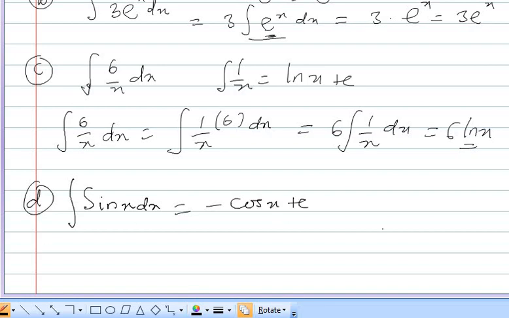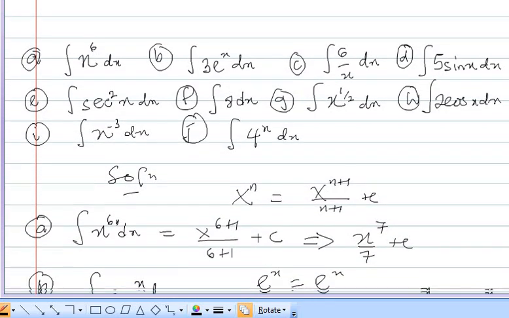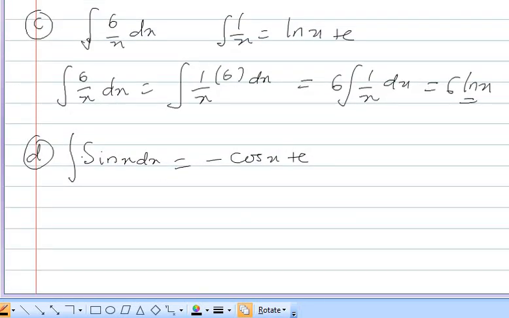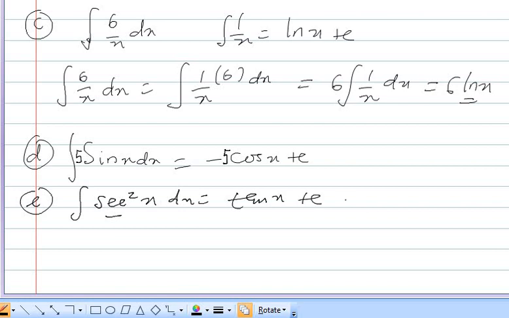But remember here there is 5, so it should be minus 5 cos x plus c. Then E is the integral of sec square x dx. According to the table, you can just use the table. Sec square x is just tan x plus c. So this is how it should be.